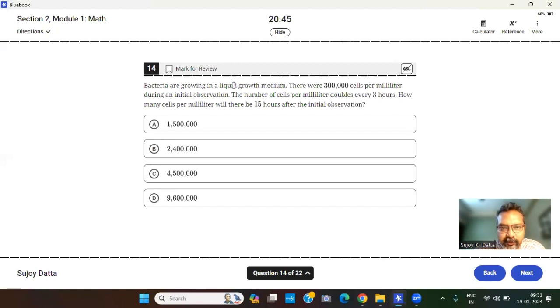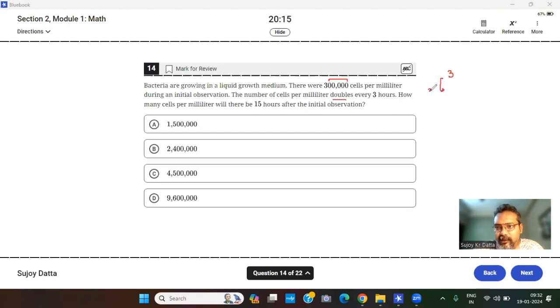Next, bacteria growing in a liquid growth medium. There are 300,000 cells per milliliter initially, and it doubles every 3 hours. How many will be there in 15 hours? So don't need to use any formula or anything. This is basically exponential, but we still simply calculate. Start with 3. Just remember that we have 5 zeros after that. We'll add it later. So you initially have 3, and it doubles every 3 hours.